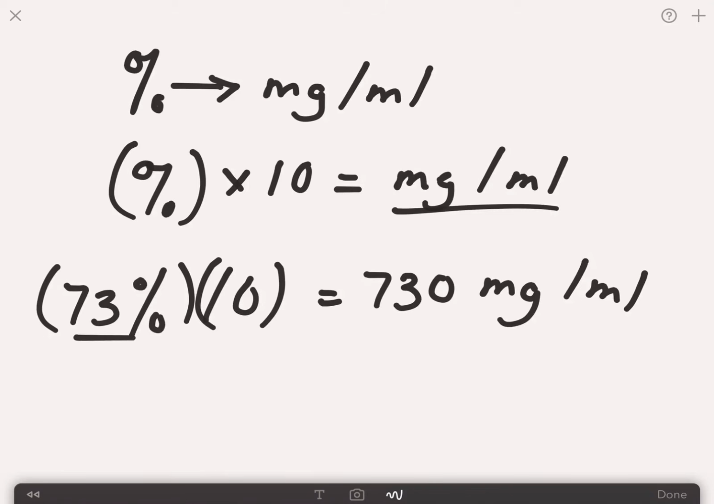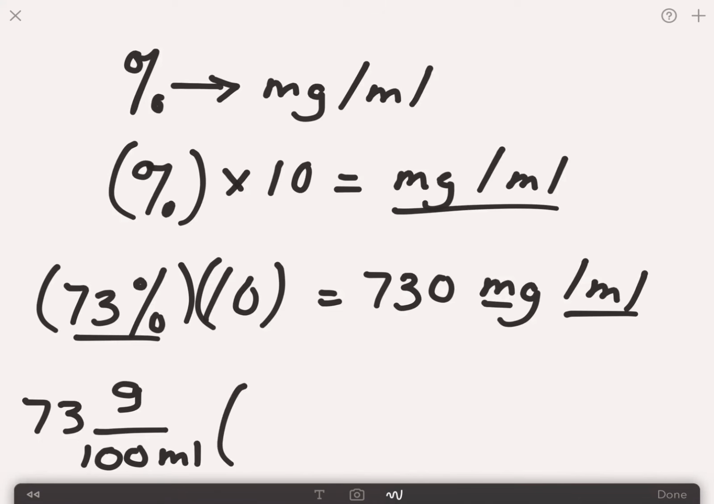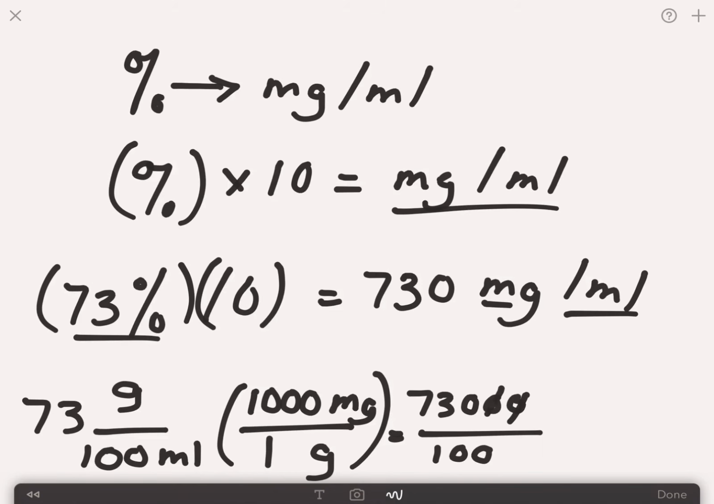Remember that if we're looking at something that's 73%, that means there are 73 grams per 100 mLs. Now if we were to convert grams per 100 mLs to mgs per mL, the first thing we'll do is convert grams to milligrams. So we're going to multiply 73 times 1,000. That equals 73,000 divided by 100. We're going to cancel the zeros. This equals 730, and our answer is going to be milligrams per mL.